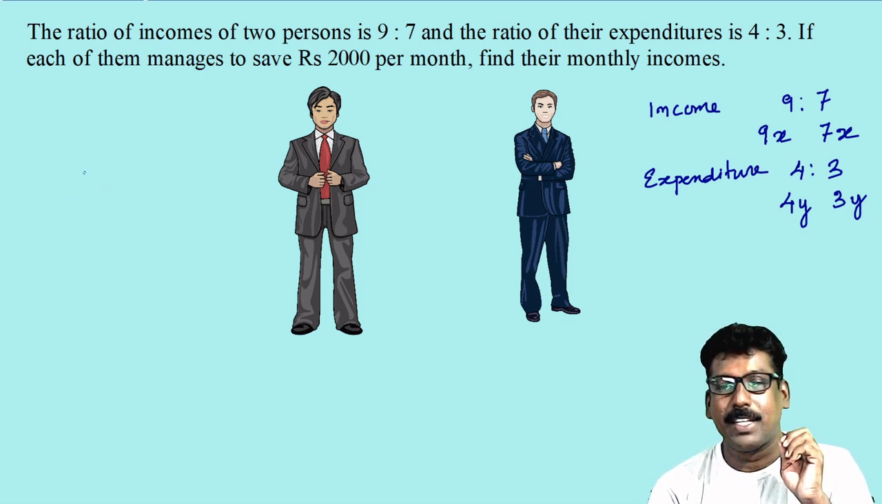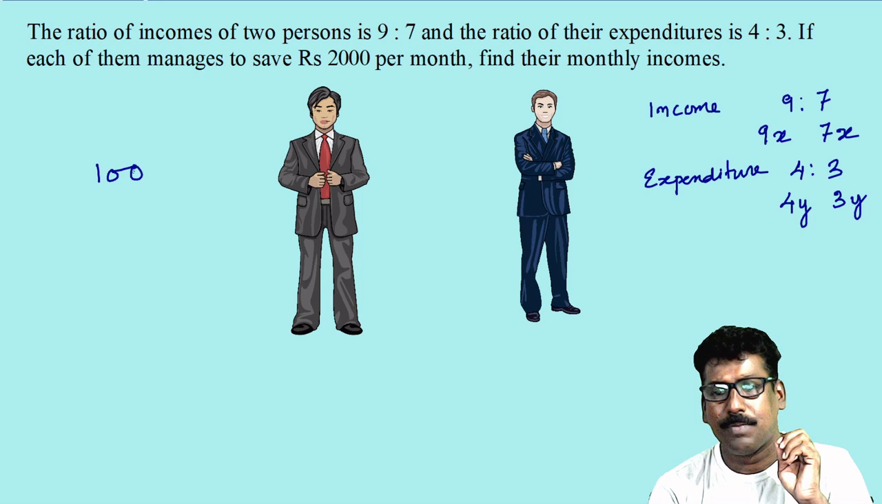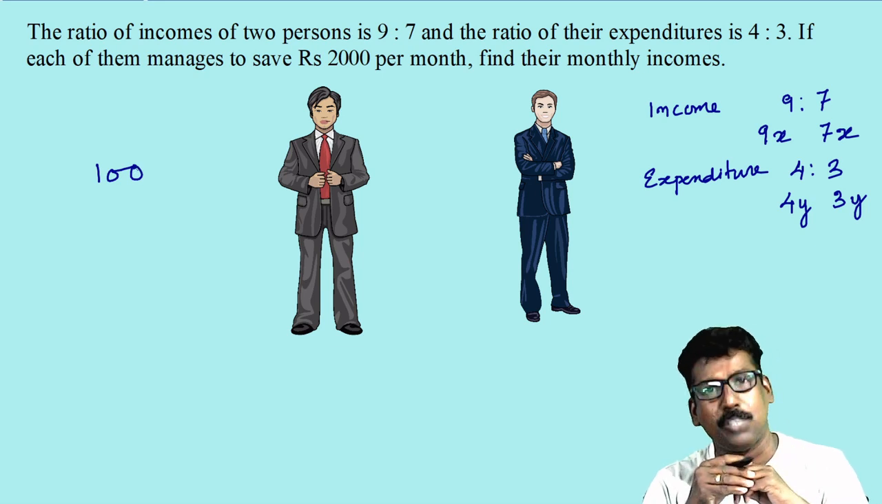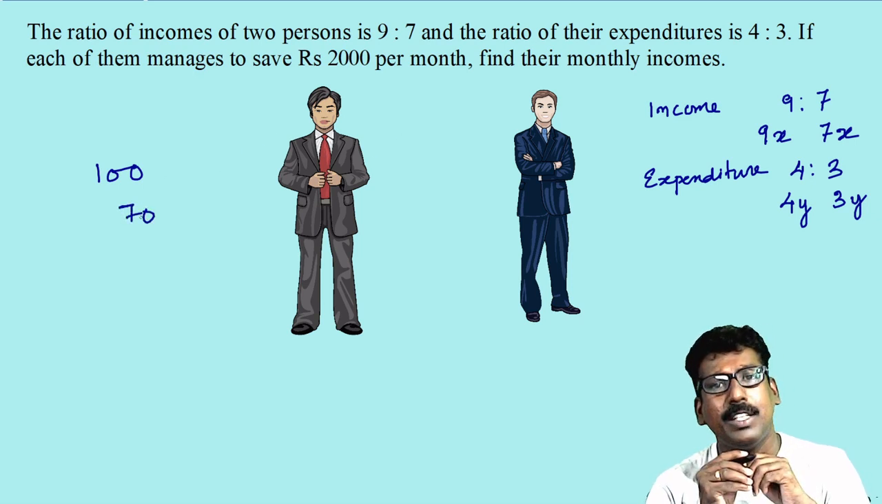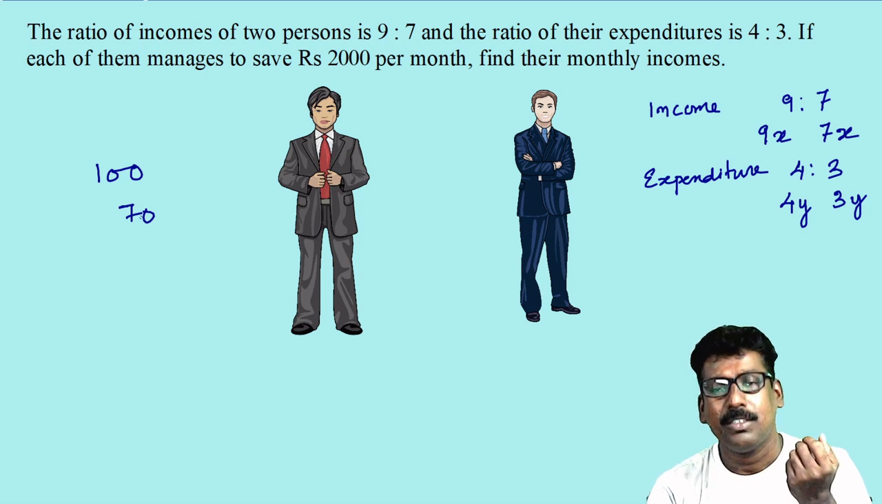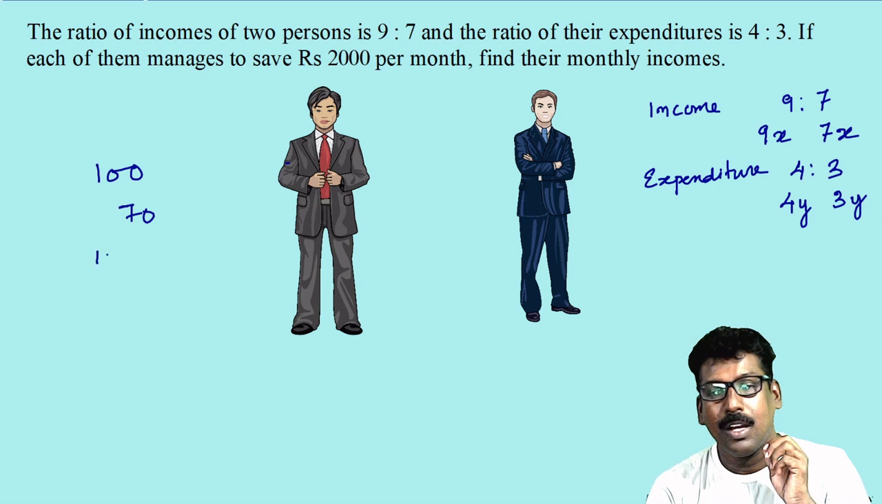Suppose your parents are giving 100 rupees for a month for your expenditure. Now you spend only 70 rupees. Then what is your saving? Yes, of course it is 30. How will you get it? It is 100 minus 70.